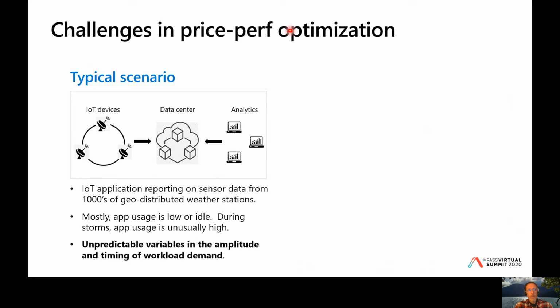Now, you can imagine that when the weather is relatively calm, usage on the database is relatively low, but that when a storm system passes through, the usage on the database can increase rather suddenly and to very high levels of compute. The key point to emphasize in this example is that the workload demand on the database is unpredictable, both in terms of its amplitude and timing.